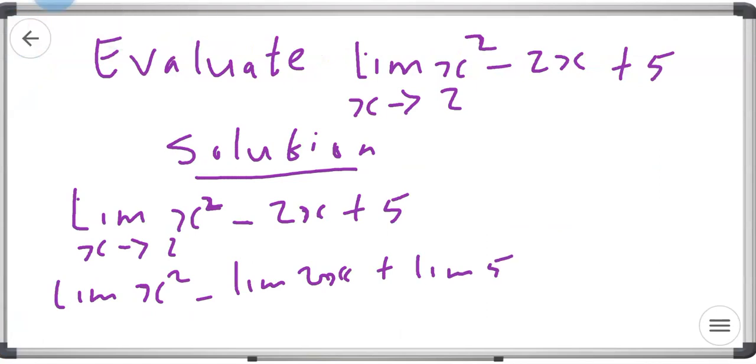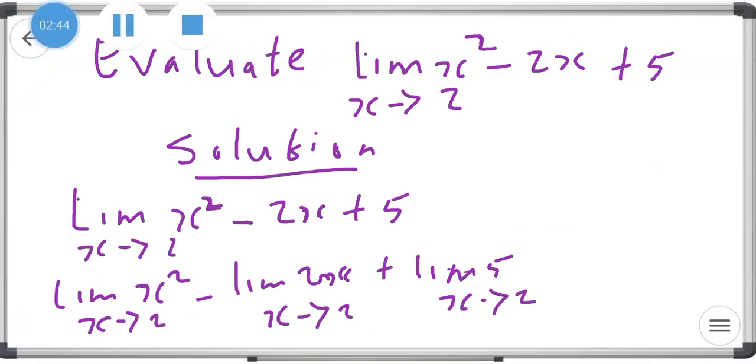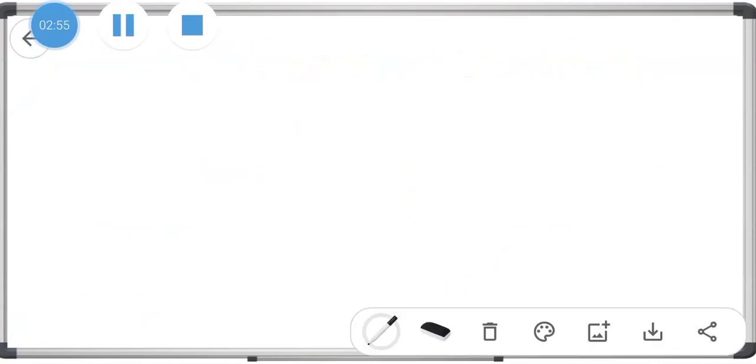Now don't forget that our x tends to 2 here, and here as well, and here as well. So which means, from the given x tends to 2, we should substitute 2 for x. So now we can substitute the value of x into the given. Take note, we are told that x tends to 2.